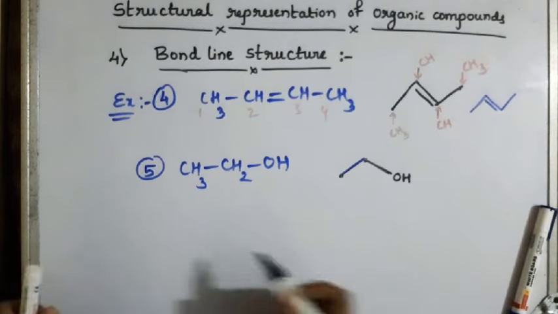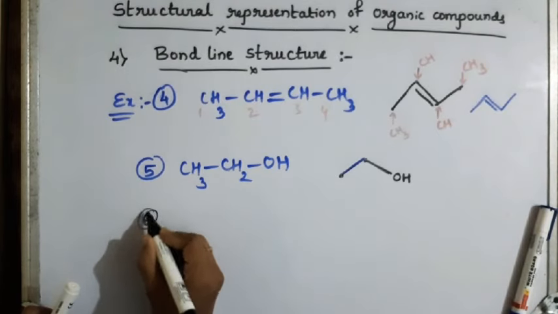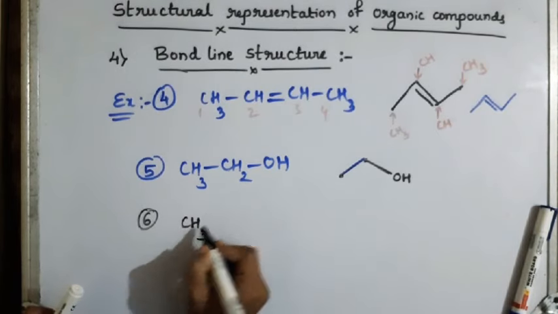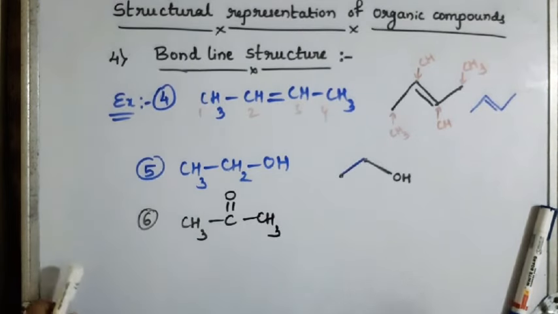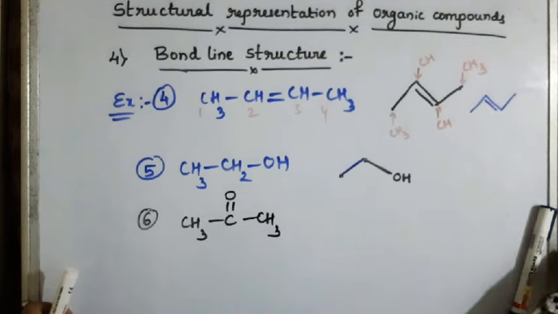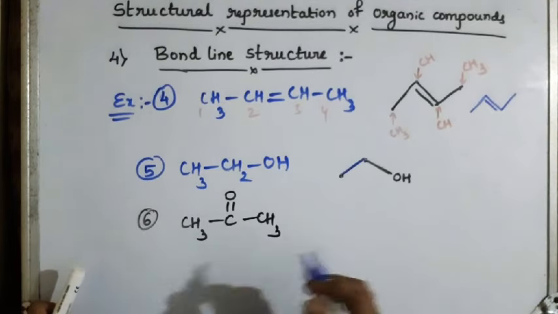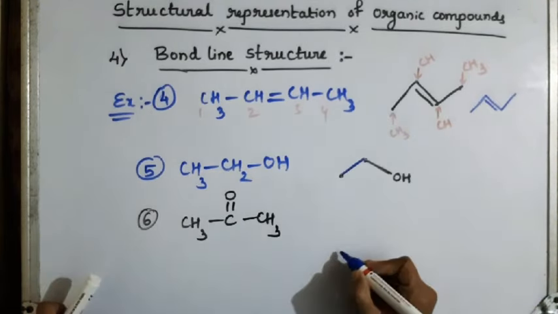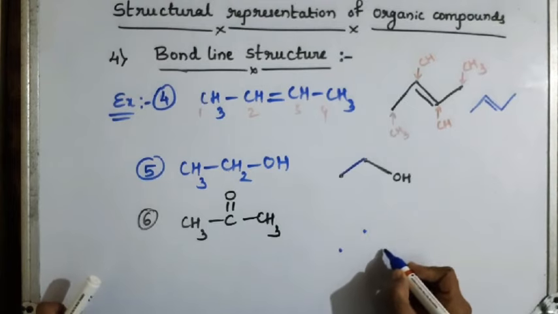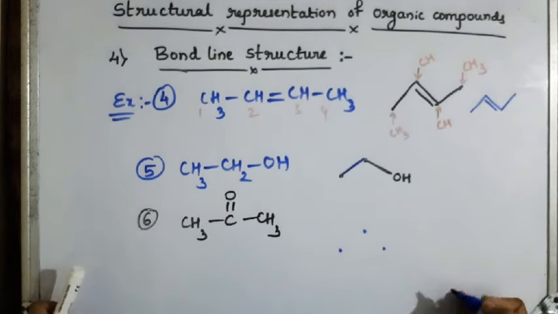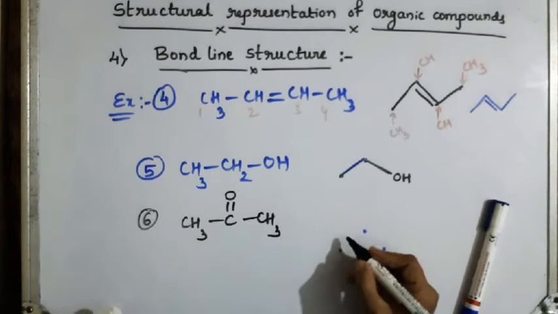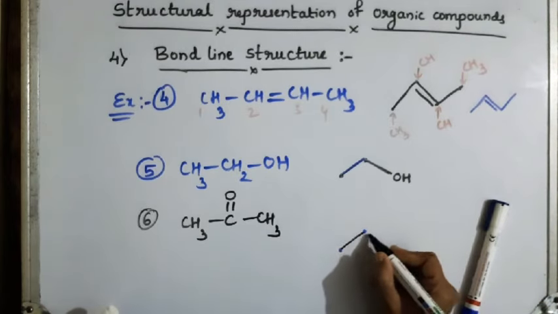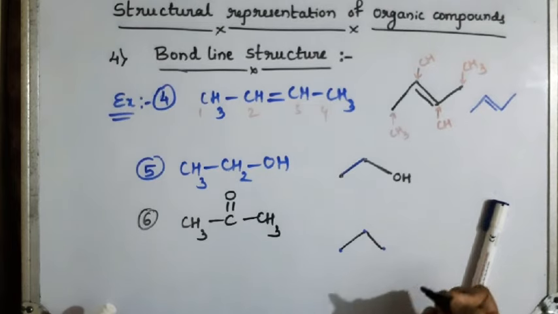Similarly, if I take another example of CH3, CO, CH3. Okay, so propanone or acetone, how many carbons are there? 3 carbon atoms are there. So, 3 carbon atoms are shown in this manner, in a zigzag manner. The first and the second carbon are connected by a single bond, and the second and third are connected by a single bond.